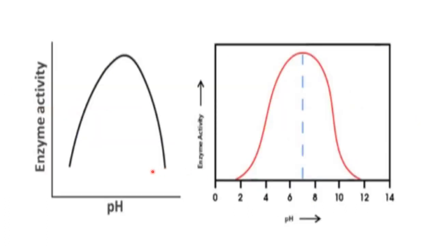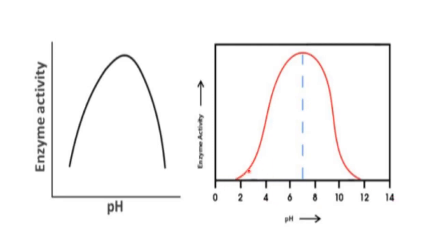The same thing happens with pH also. pH also affects the enzyme activity in the same way. This is pH and this is enzyme activity. Here you can see, this is pH, 2, 4, 6, 8 and up to 14. This pH is shown here.